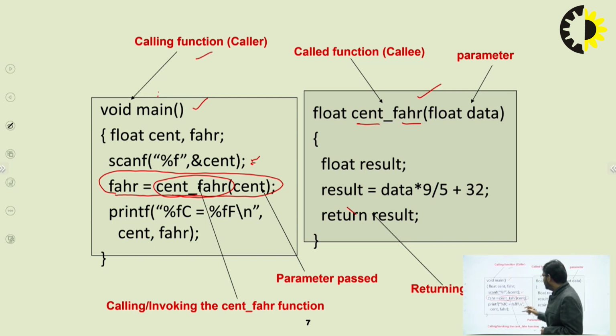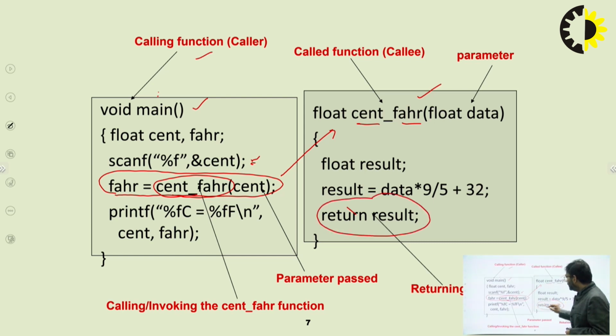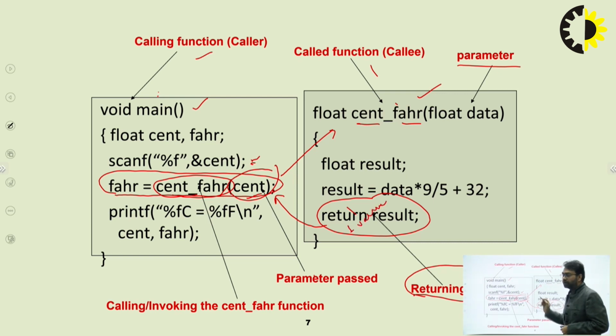So when the called function is called, the controller will transfer to that called function. Here we generate some result and return that result to the calling function. So this is our called function. This is the information we are passing from calling function to called function, that is called parameters. These are the parameters and this is our return value. A called function can return only one value to the calling function.